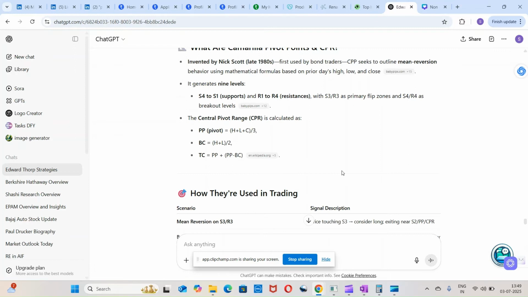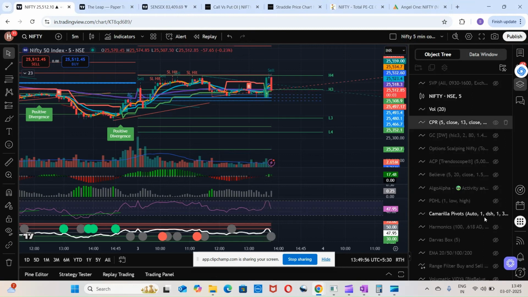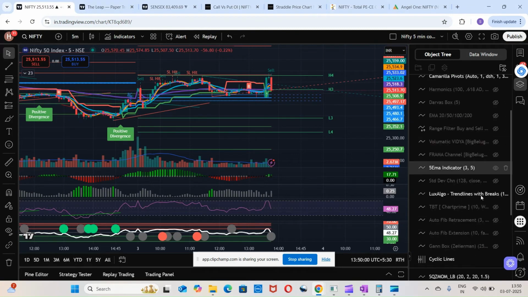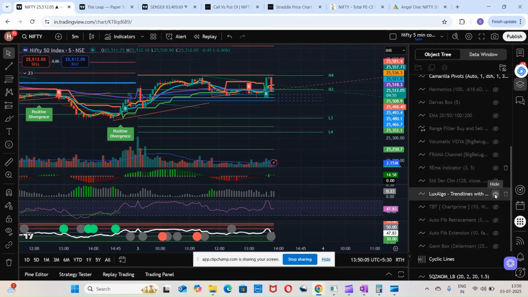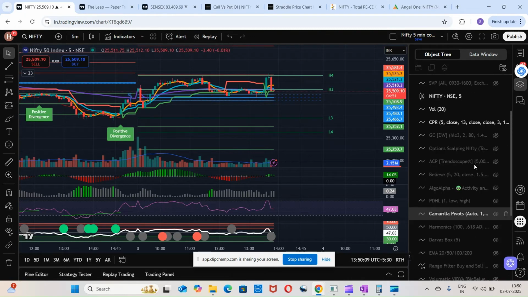I'll show you the chart also, to see how these appear. So this is the CPR and this is the Camarilla pivot points. Let me remove the other indicators. So this is the CPR. You see these three lines there, right? Generally, above it is bullish and below it is bearish.